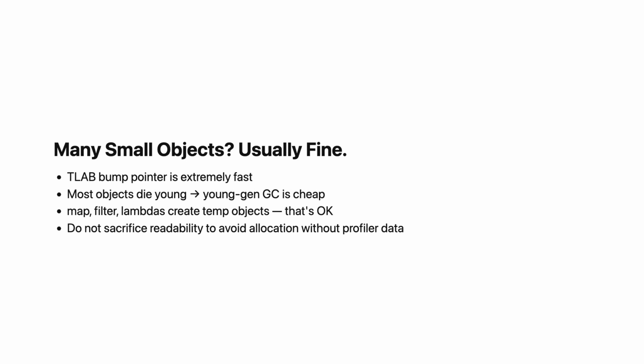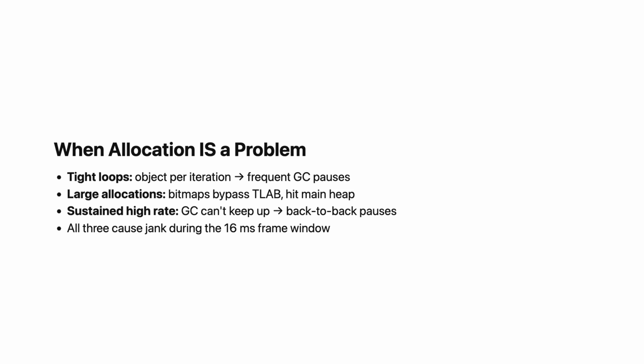The second case is large allocations. When you load a bitmap into memory, you might be allocating several megabytes at once. This bypasses the TLAB entirely and goes straight to the main heap, which is slower and can trigger GC. On Android, BitmapFactory decoding is one of the most common sources of large allocations. The third case is allocation rate. If your app is allocating so fast that the garbage collector cannot keep up, you get into a state where GC runs are back to back, consuming CPU time and causing frame drops.